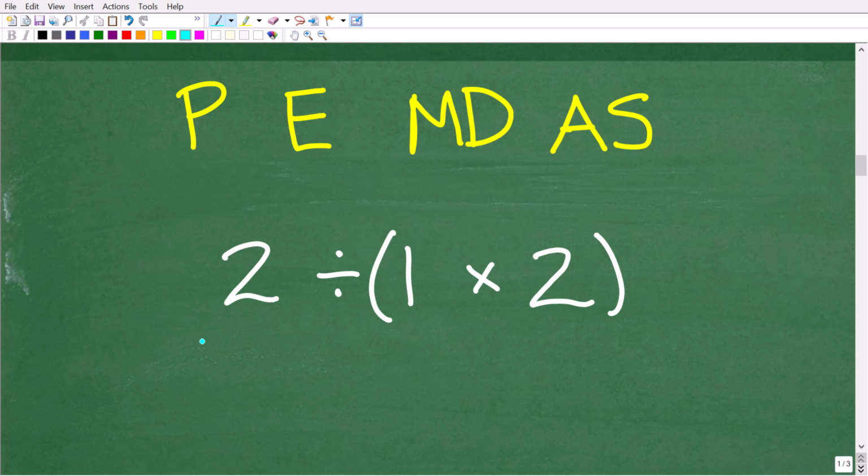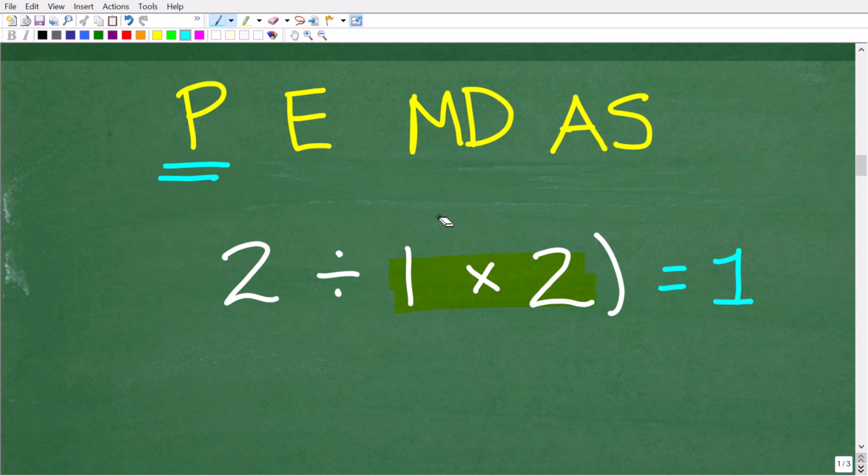Now this isn't our actual problem, but let's put in these parentheses right here. So do we have any parentheses? Yes, indeed we do. So that means we're going to start right here. We have 1 times 2. So 1 times 2 is 2. So now we have 2 divided by 2, which of course is 1. Okay, so P means do everything inside parentheses, and when you're done, you move on to whatever remaining operations you have.